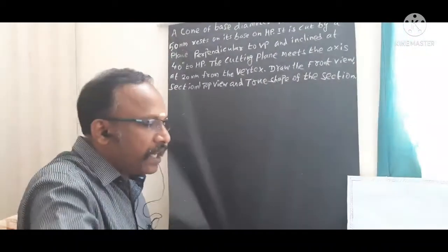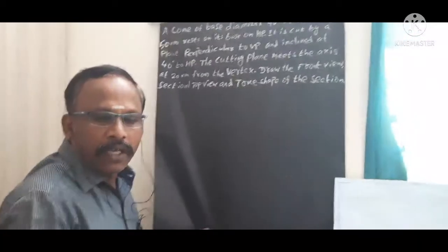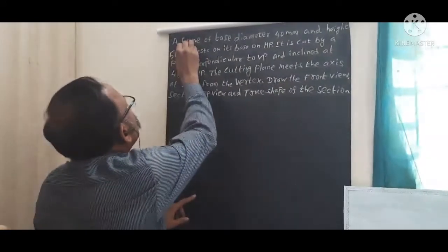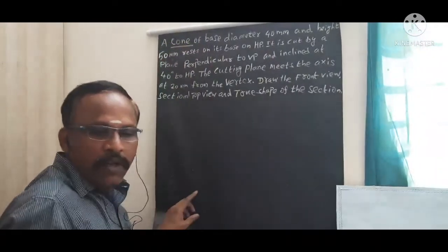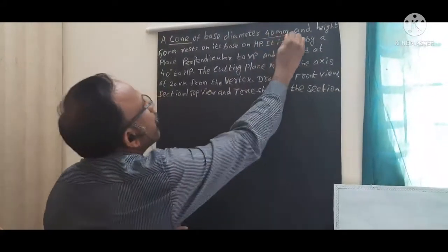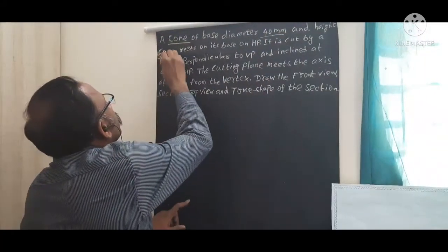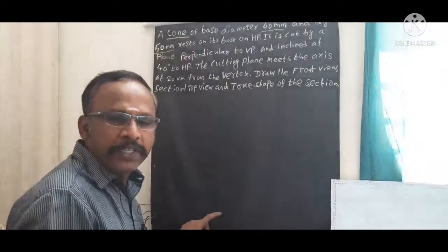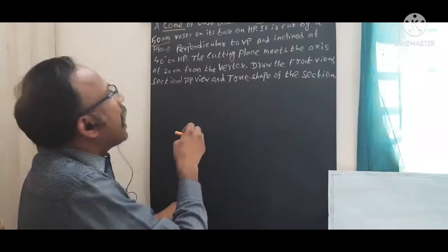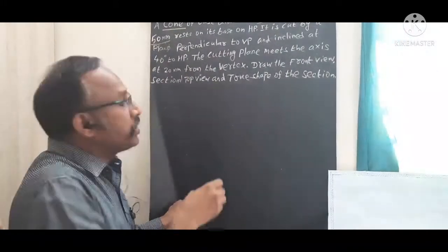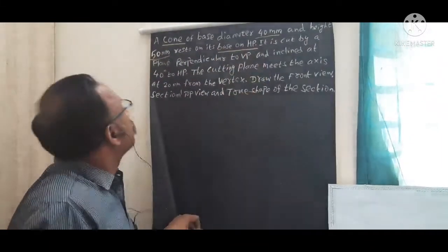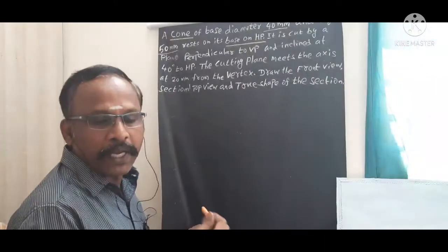So here we need to underline the important things. Already I told that 5 parameters we need to understand. First one is the object. What is the object here? The object is a cone. What are the basic dimensions for the cone? It is given as 40 mm diameter and height 50 mm. These are the two basic parameters required for the cone. And the third one is object orientation. Orientation is that it rests its base on HP. So three parameters we have completed.